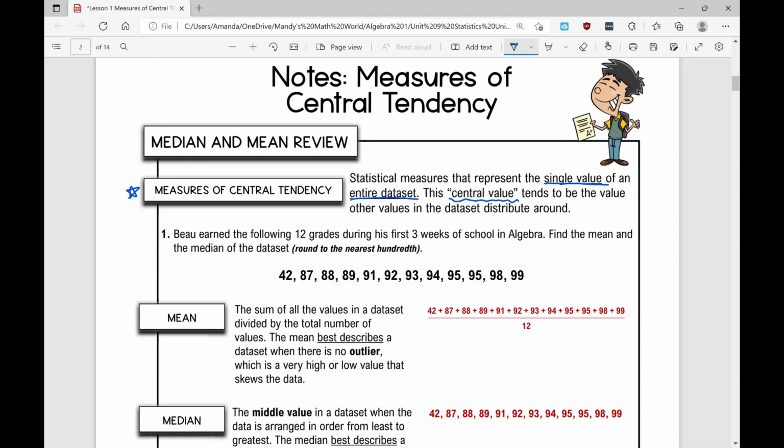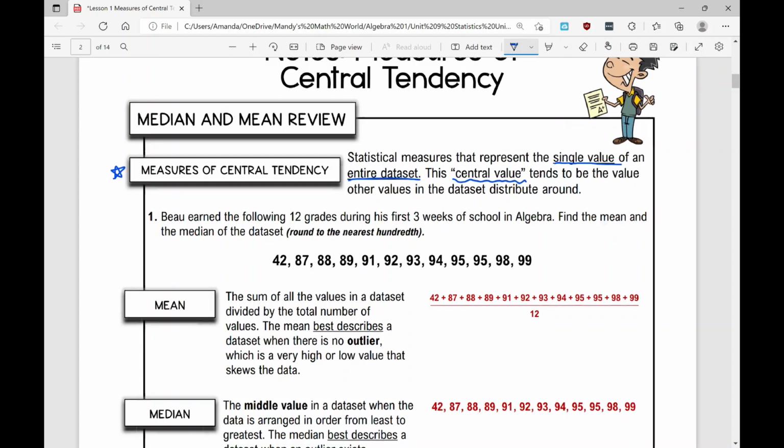If they're not ordered from least to greatest, you need to order them from least to greatest. You don't necessarily need to do that when you're finding the mean. However, if you are a student who struggles with this kind of stuff, I would encourage you to order from least to greatest every time. Just have it be something that you do every time. So they're already ordered from least to greatest, and we want to find the mean of the data.